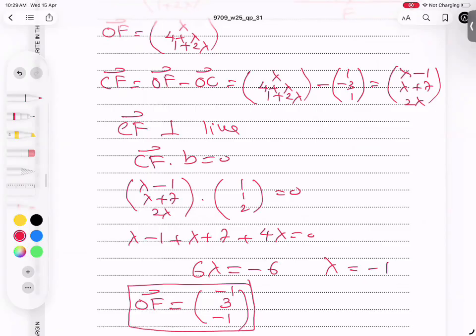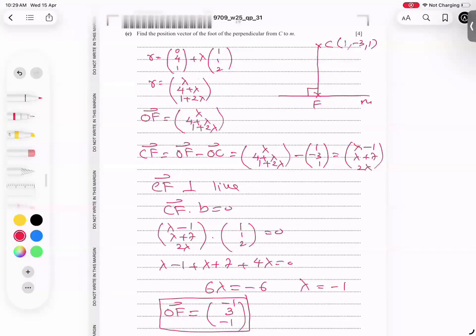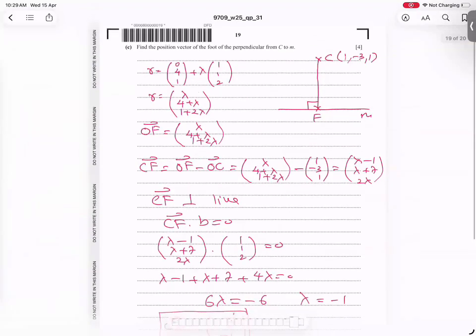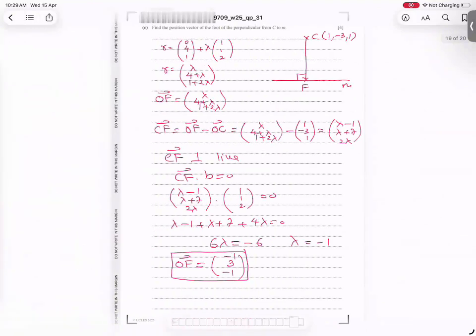I hope the concept is very, very clear, and the question paper is completely over. And best of luck for the upcoming exam.